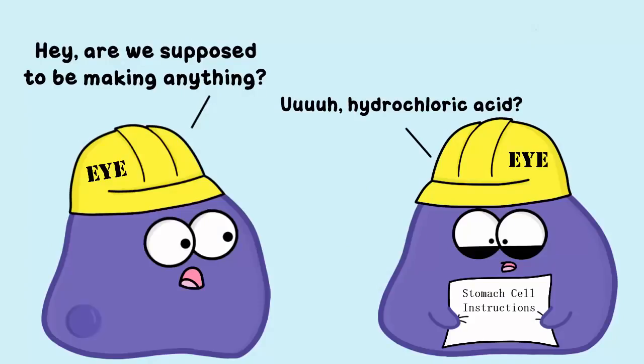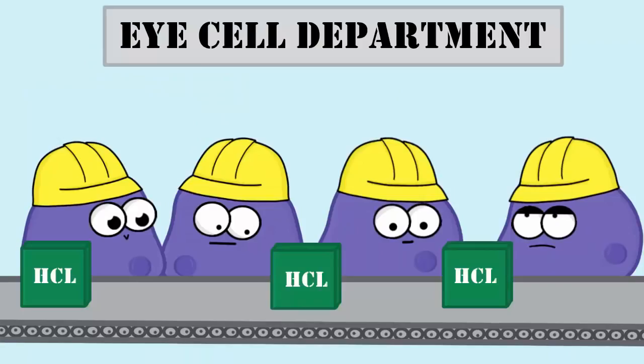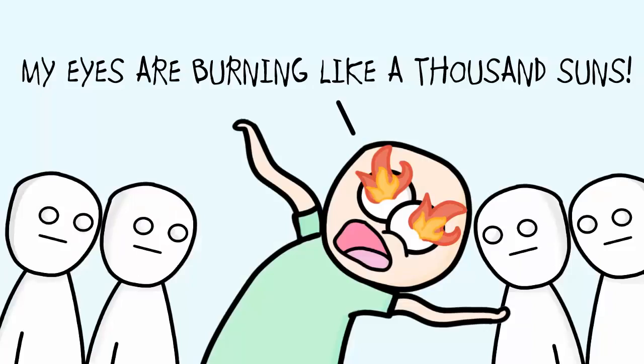Ever thought about what a disaster it would be if the cells in your eyes started producing the same hydrochloric acid that is made by your stomach cells? Your stomach cells produce hydrochloric acid to help break down food, but you definitely don't want that in your eyes. Thank goodness that doesn't happen.